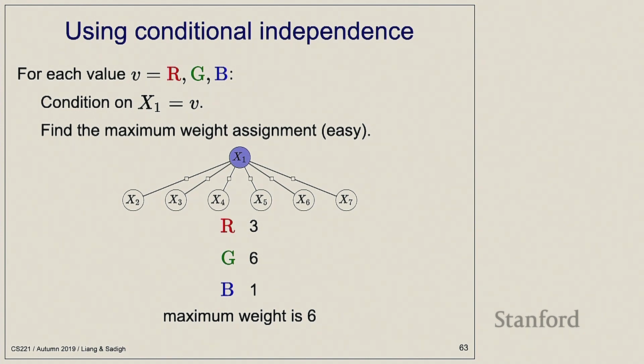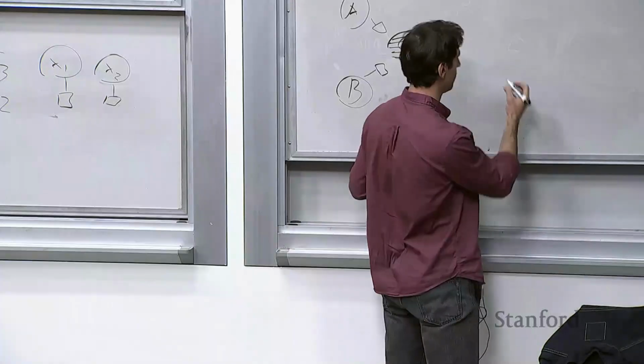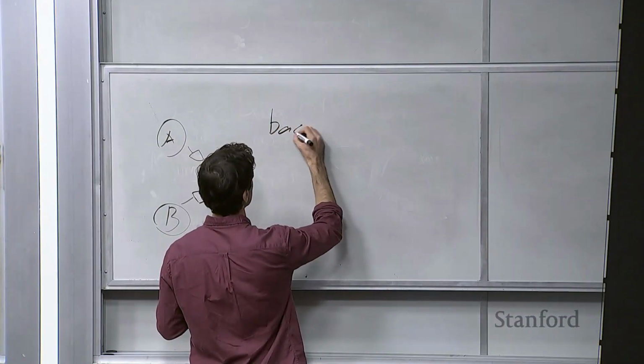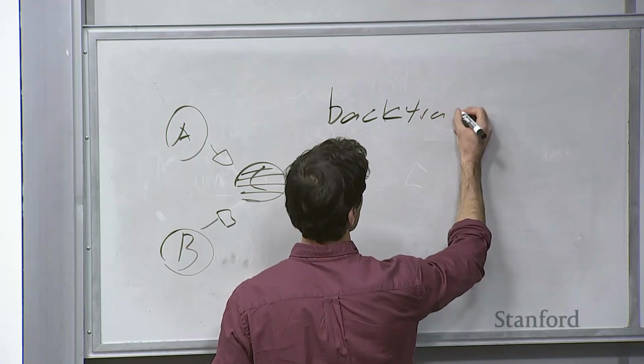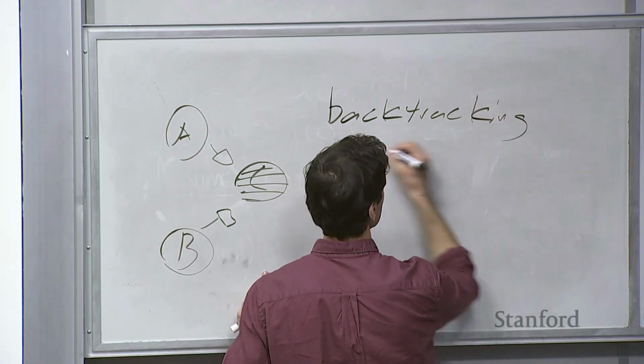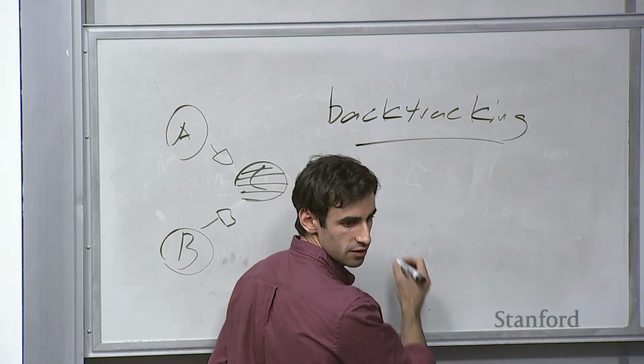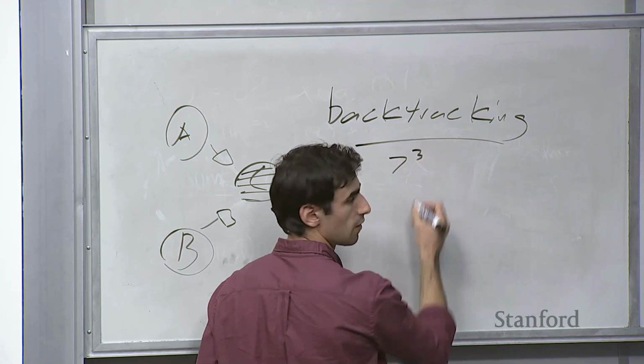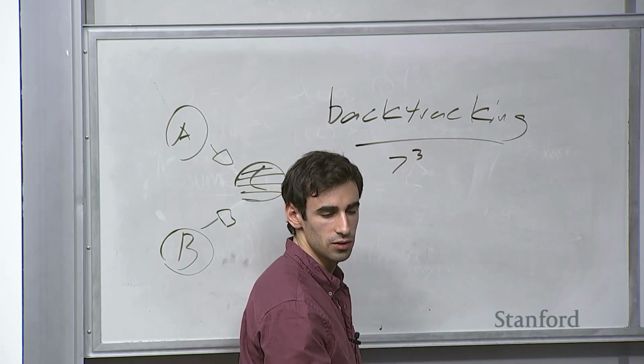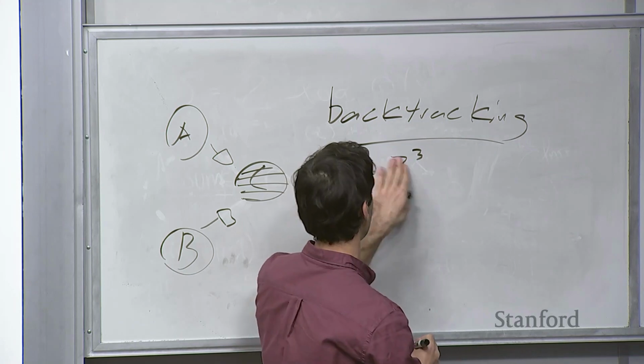So in this case, if we did backtracking, that would be what, 7 to the 3rd, right? Is that true? 3 to the 7th? Yeah.